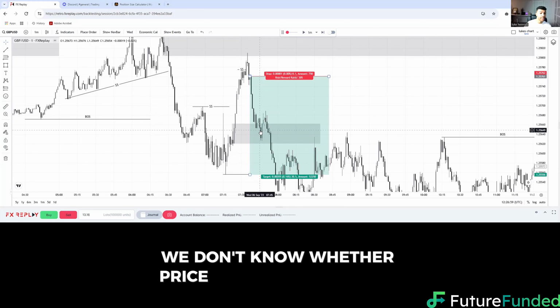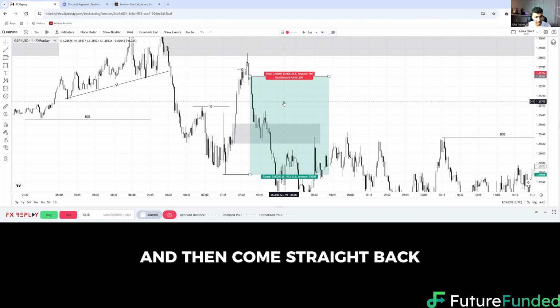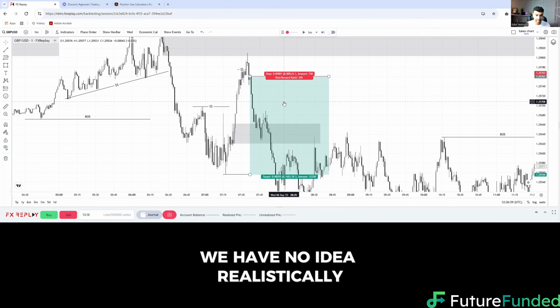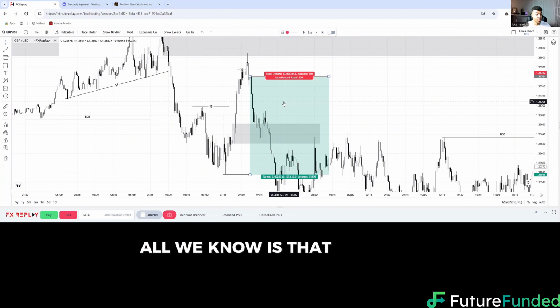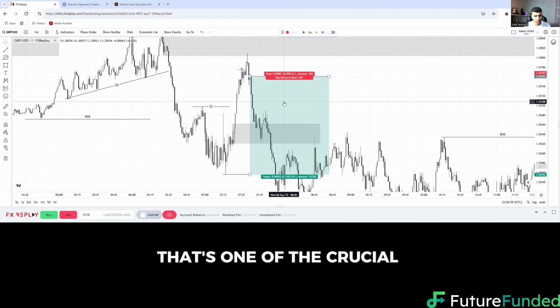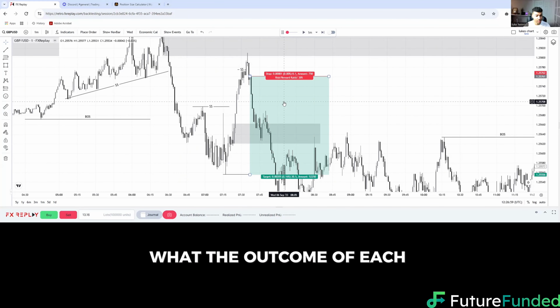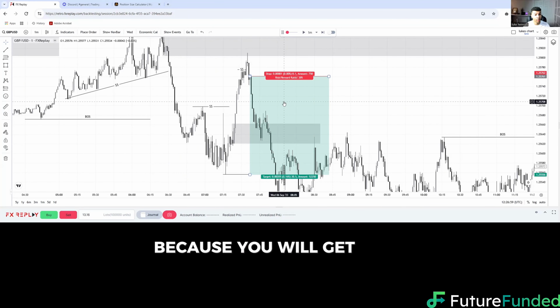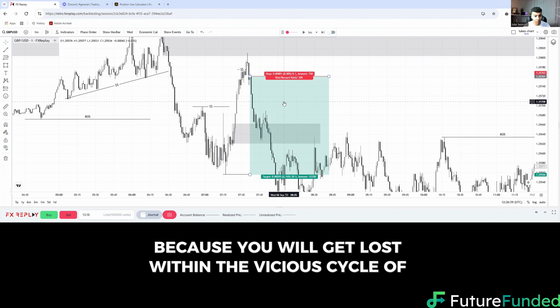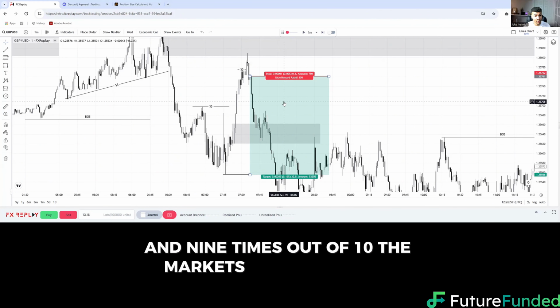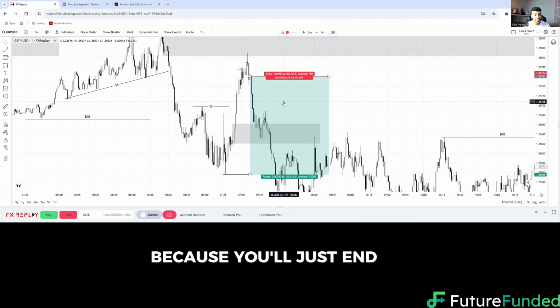We don't know whether price is just going to react and then come straight back up. We have no idea realistically. All we know is that we don't know what's going to happen next. That's one of the crucial elements of trading. You can't come into trading thinking that you know what the outcome of each individual trade is going to be, because you will get lost within the vicious cycle of the markets, and 9 times out of 10 the markets will take your money because you'll just end up making mistakes.